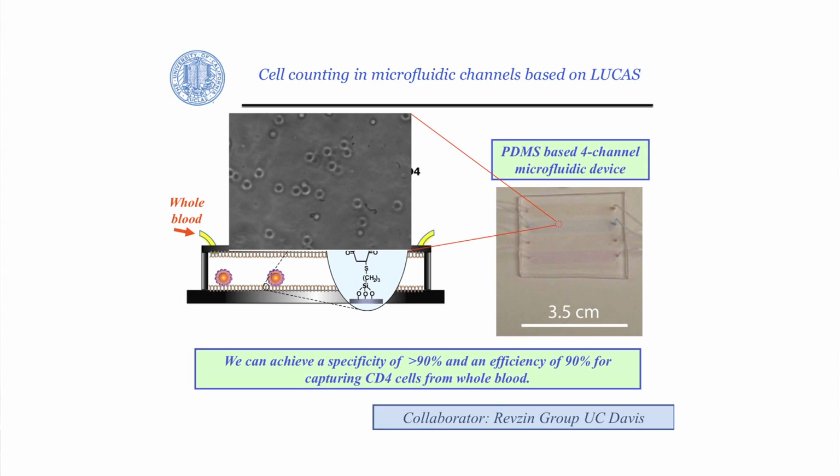If you inject whole blood and wash it out, you would be only selectively capturing these CD4s, which can then be imaged based on their shadows and counted to give you a count per microliter of blood. We've done this for both CD4 lymphocytes and CD8 lymphocytes because we would like to find the ratio of these cells.